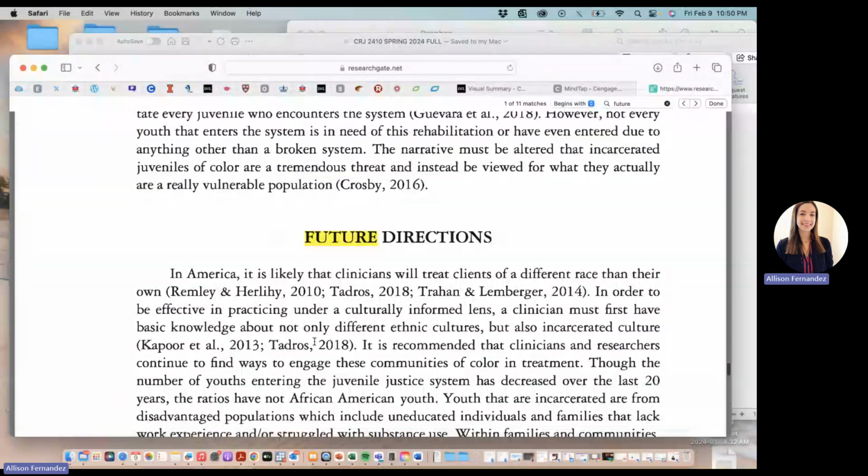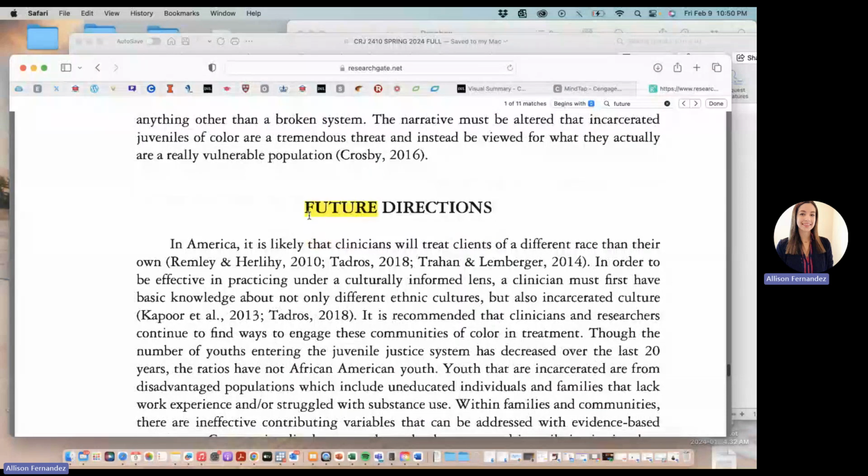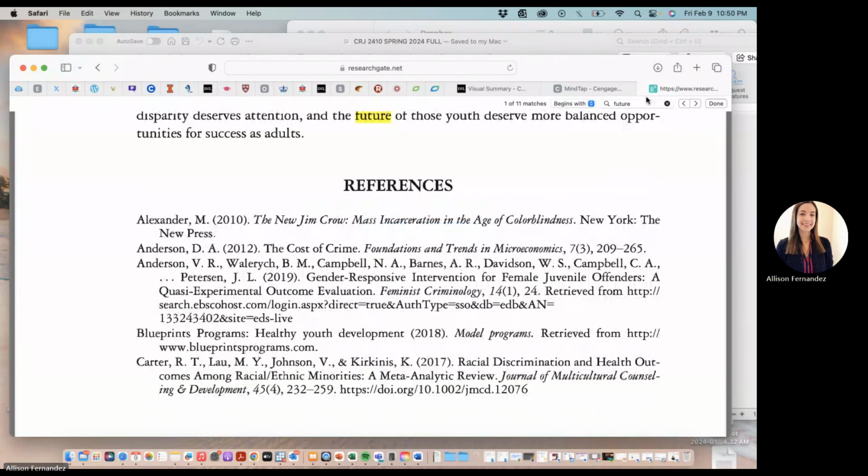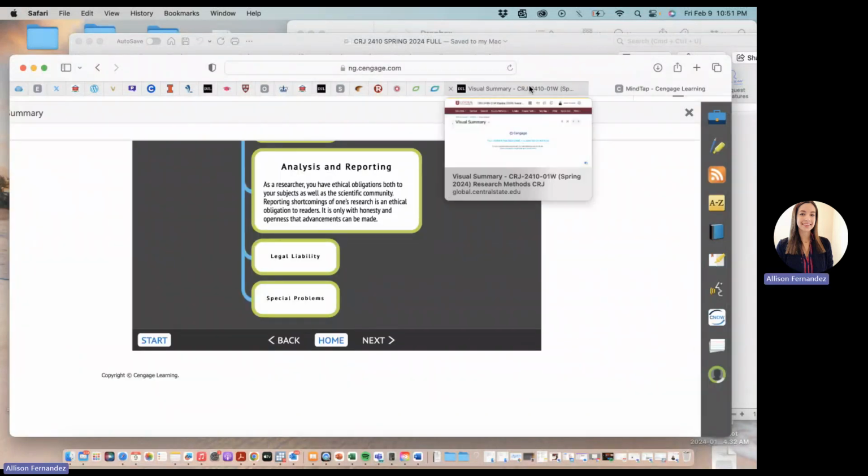and at the end, you'll usually have either a section that says future direction or discussion, conclusion, limitations. There are different titles, but usually towards the very end of an article, you will have an area where you're going to talk about shortcomings of your data and of your study.